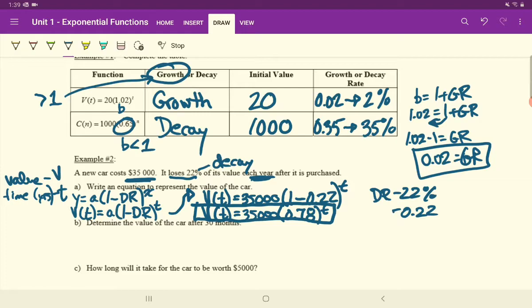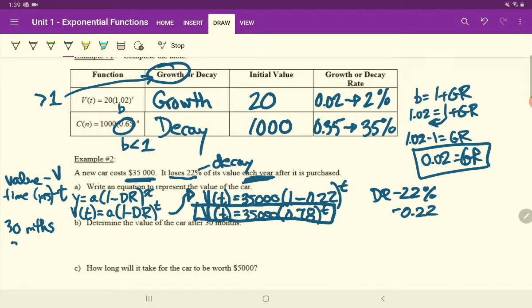Okay, so let's take a look at what we're being asked here. So determine the value of the car after 30 months. Okay, but my time, because the value goes down each year, something needs to be fixed here, because we need to know after 30 months, but we're in years, right? We're in years. So how many years is 30 months?